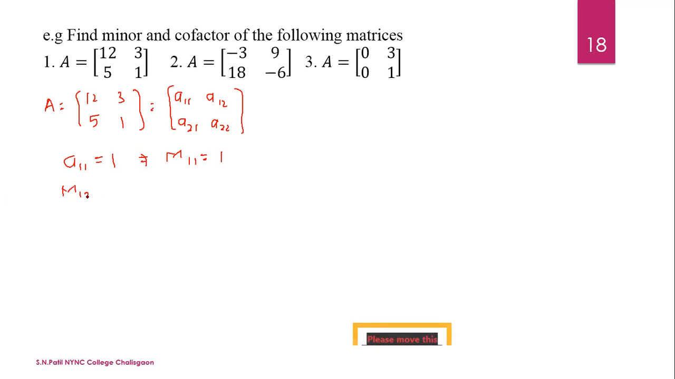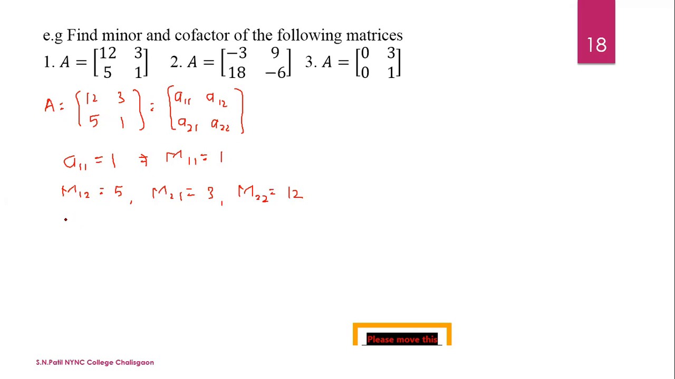Similarly, minor of the second element of the first row, that is M12, is obtained by deleting row and column, that is 5. Minor of the first element of the second row, that is M21, is obtained by deleting row and column, that is 3. Minor of the second element of the second row, deleting row and column, that is 12. Okay, then what will be the cofactor of the element?